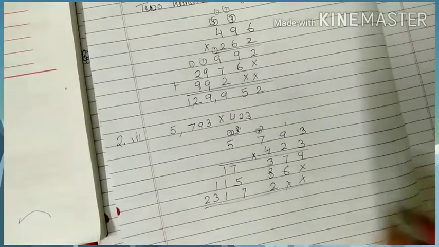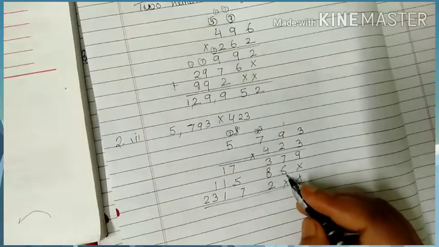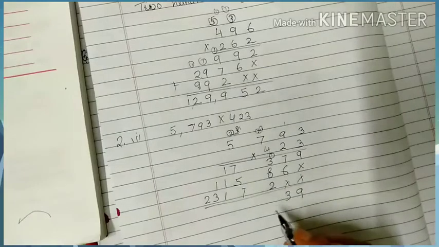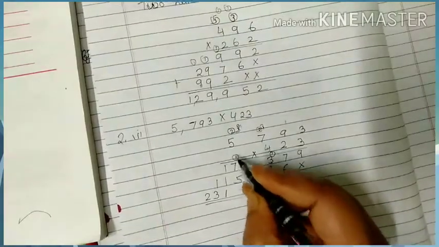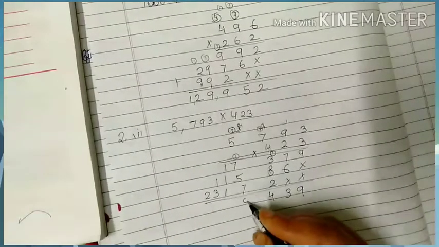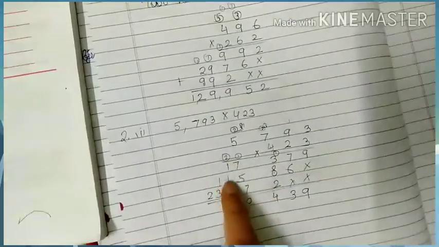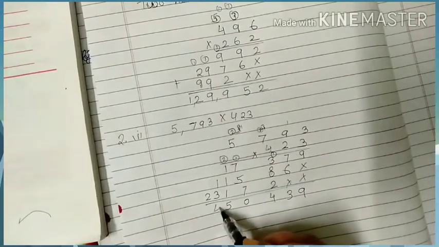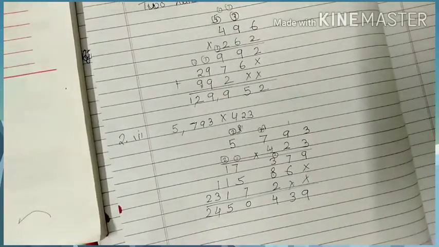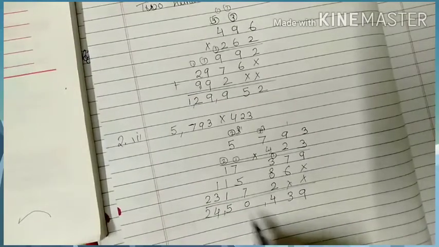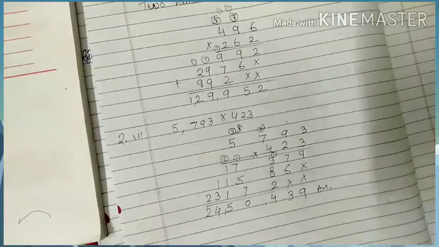Now adding: 9. 7 plus 6 is 13, 1 carry. 3 plus 1 is 4, 4 plus 8 is 12, 12 plus 2 is 14, 1 carry. 7 plus 1 is 8, 8 plus 5 is 13, 13 plus 7 is 20, 2 carry. 2 plus 1 is 3, 3, 4, 5, so it will be 5, 3 plus 1 is 4, 2. So what is your answer? Your answer is 24,50,439.